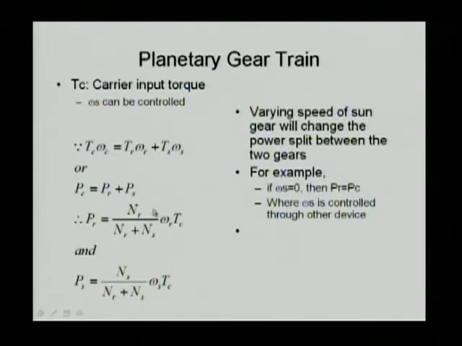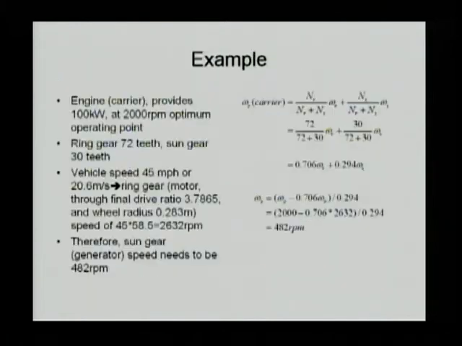Because this expression, power is equal to omega times T in a mechanical system. T is torque, omega is speed. Therefore, we can right away identify that the carrier power and the sun gear power are also related to their torque. So you can find out the ring gear torque is proportional to carrier torque, and the sun gear torque is also proportional to carrier torque.